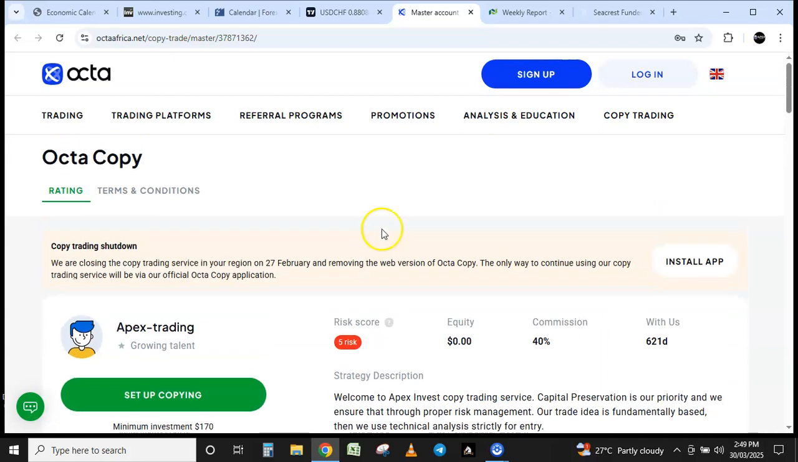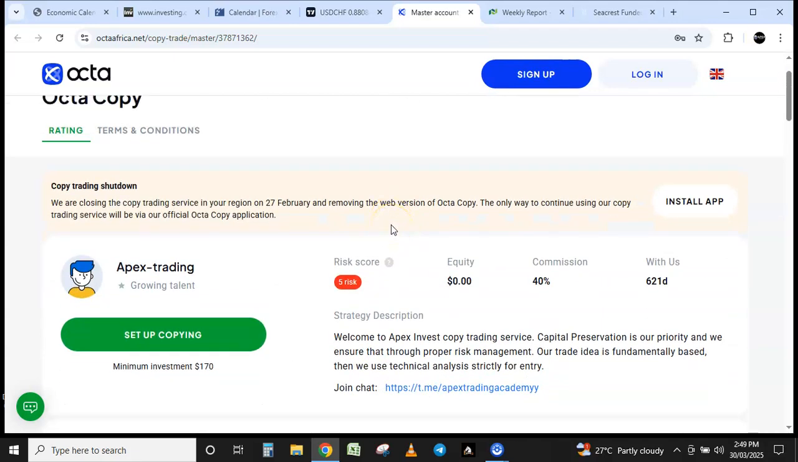Then how do you go about it? In summary, open up the account if you don't have with Okta. Use the link down below. After that, fund your account at least to this minimum you are seeing here. Once you do that, if you have an Android phone, download their copy trading app. Come here, use that link. You see, make sure it is Apex Trading. Make sure it is Apex Trading from this account.